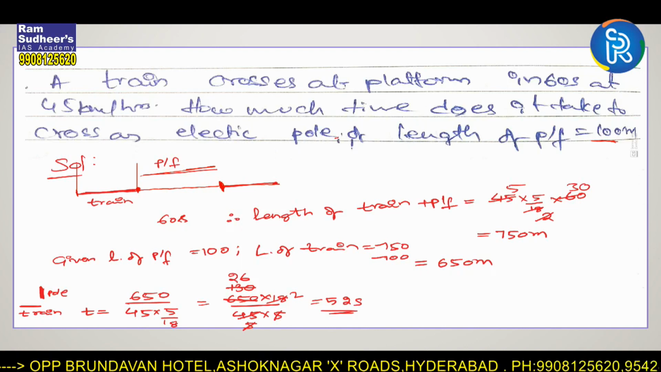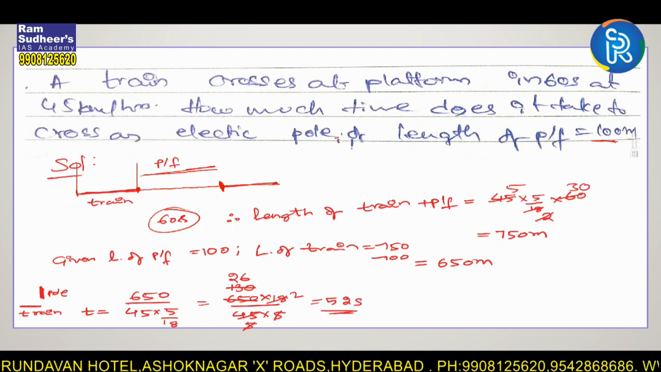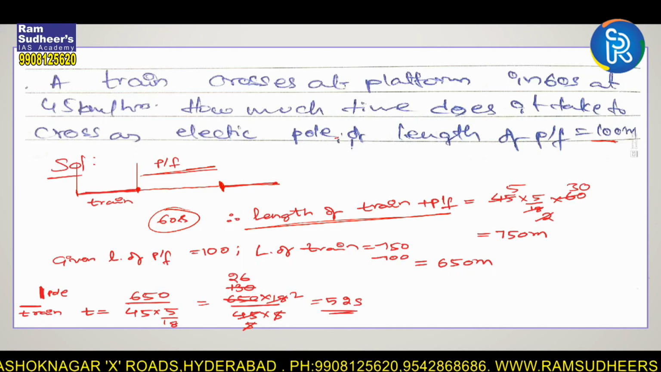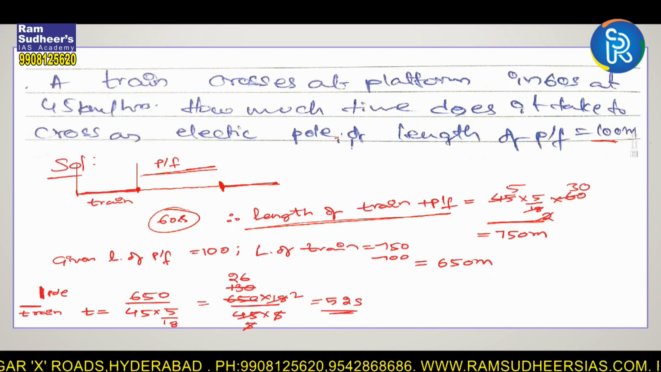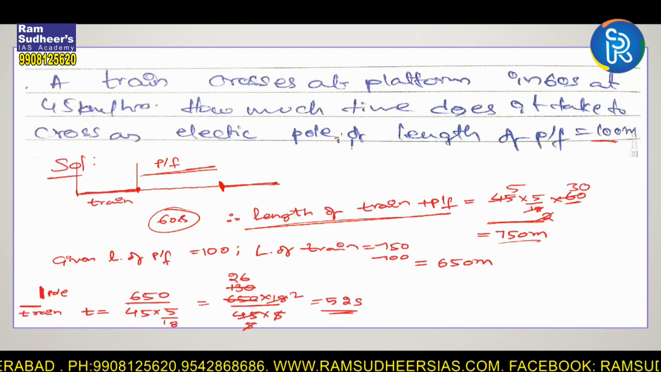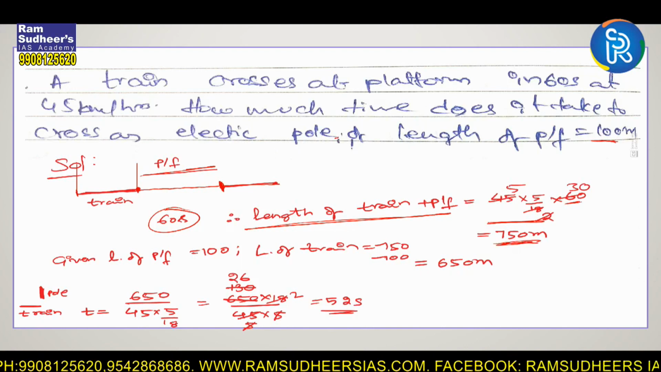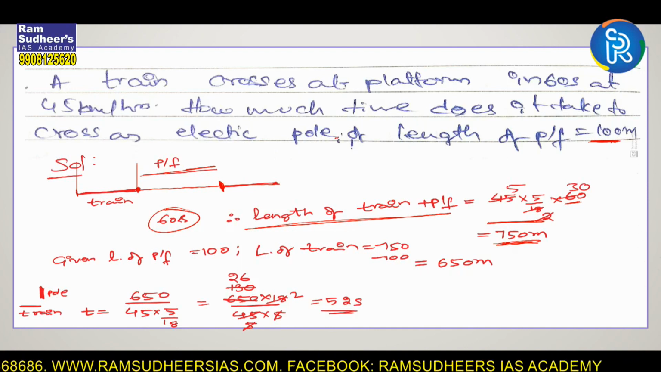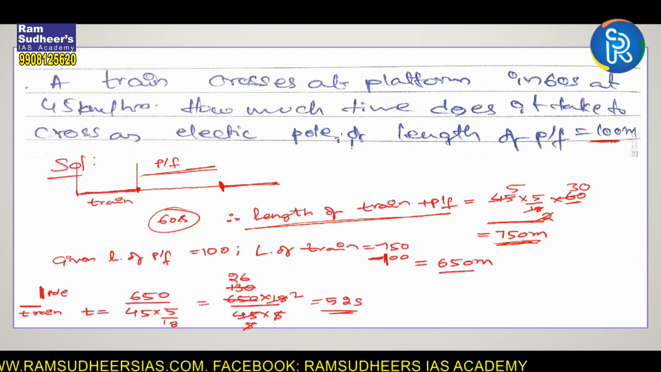Then, moving to our solution part, it would take 60 seconds to cross the platform. Length of the train plus platform is speed into time. Our speed is 45 into 5 by 18 because it should be converted into meter per second, into 60 is the time. Our length of the train plus platform is 750 meters and the length of the platform is given to be 100 meters, and therefore the length of the train is 750 minus 100, which is 650 meters. The question asked is, how much time does it take to cross an electric pole?